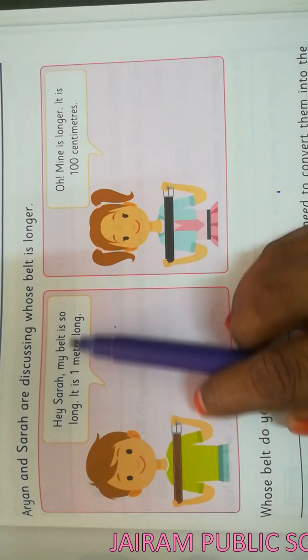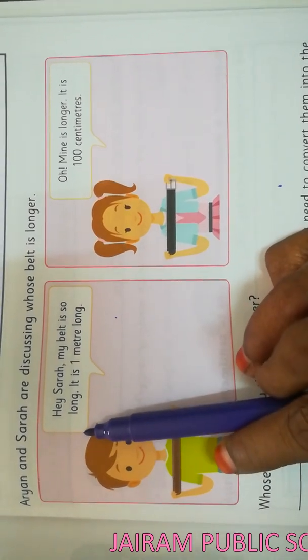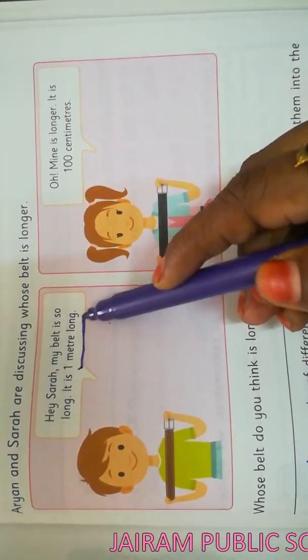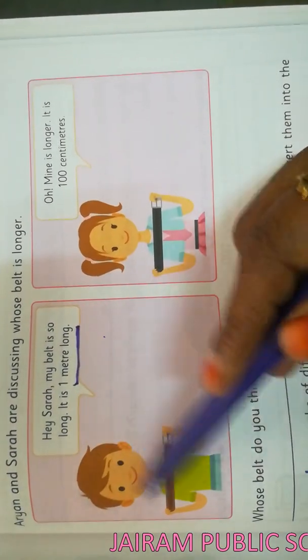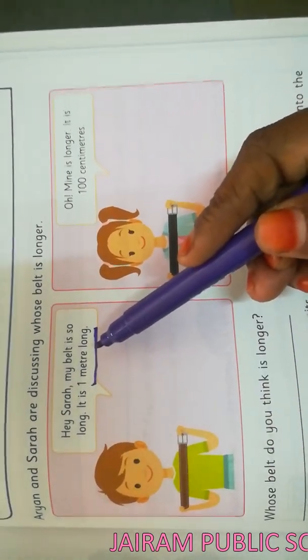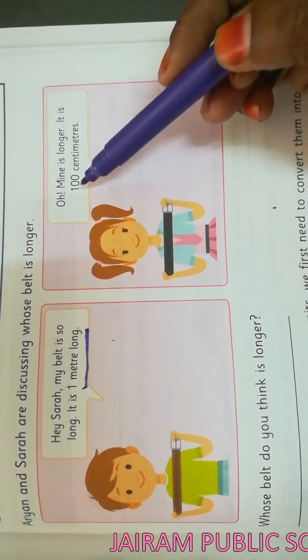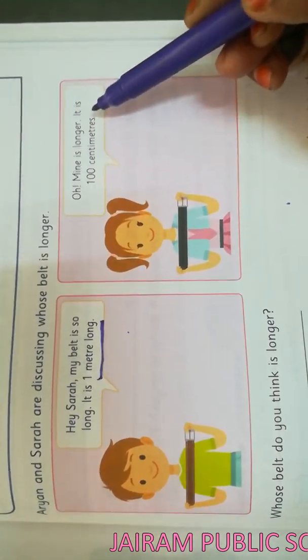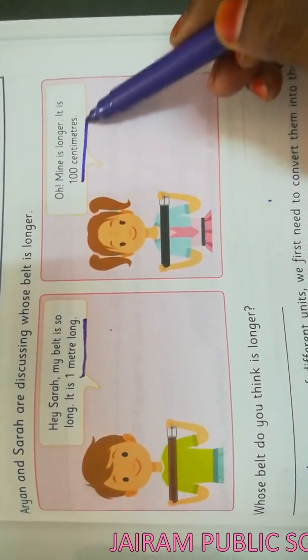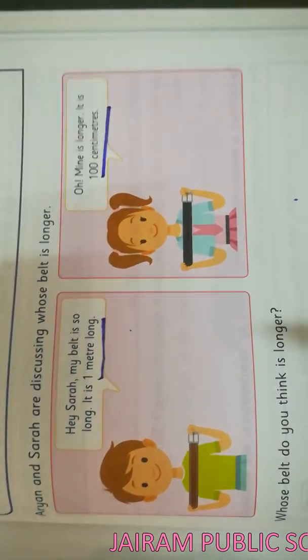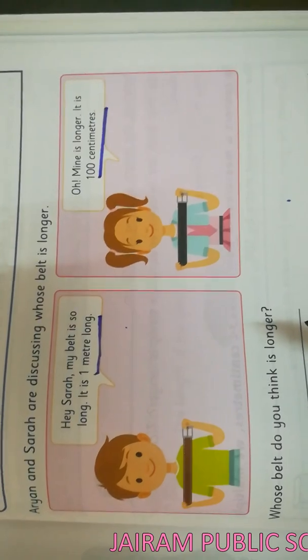Hey Sarah, my belt is so long. It is 1 meter long. Aryan is saying my belt is 1 meter long. Then Sarah is saying, oh, mine is longer. It is 100 centimeters. It is in the length of 100 centimeters.